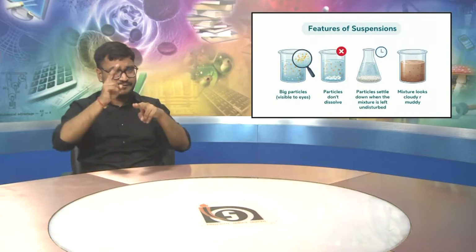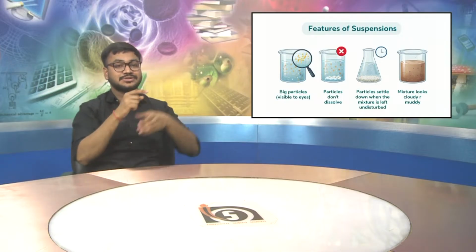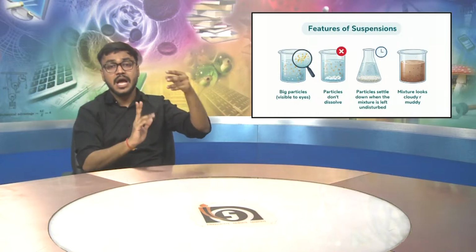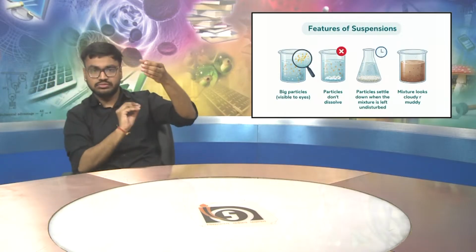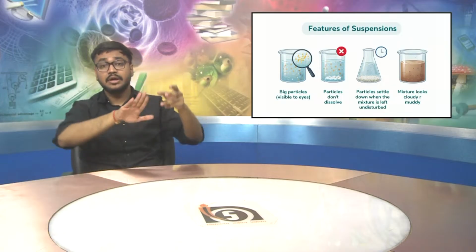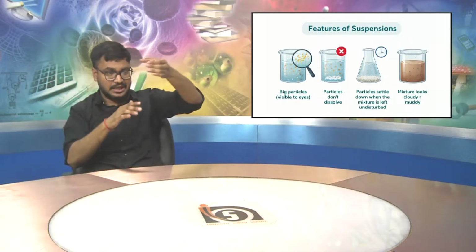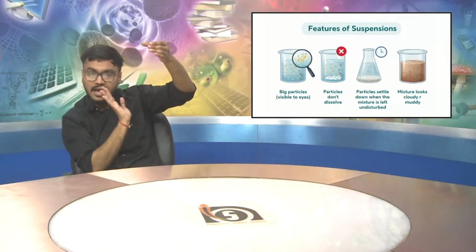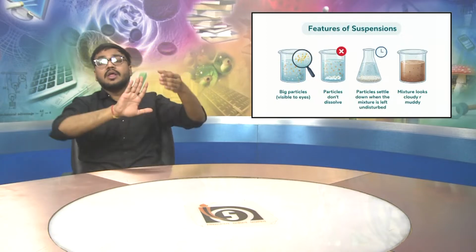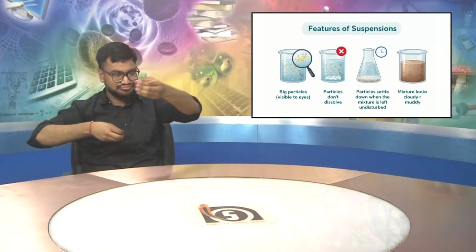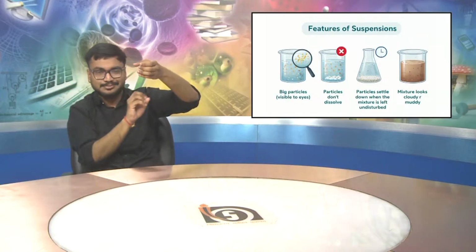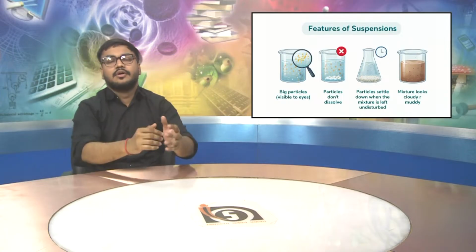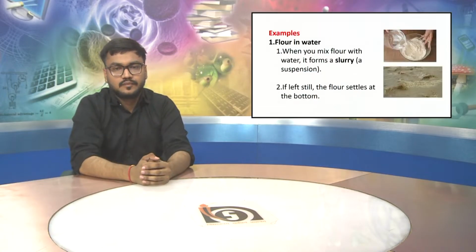Features of suspension, as we have studied before. First is big particles, as you can see on the screen, that are visible to the eyes, and second is particles don't dissolve clearly, they will remain undissolved or settled on the ground. And in the third flask, you can see particles settle down when the mixture is left undisturbed. And last, it looks muddy.